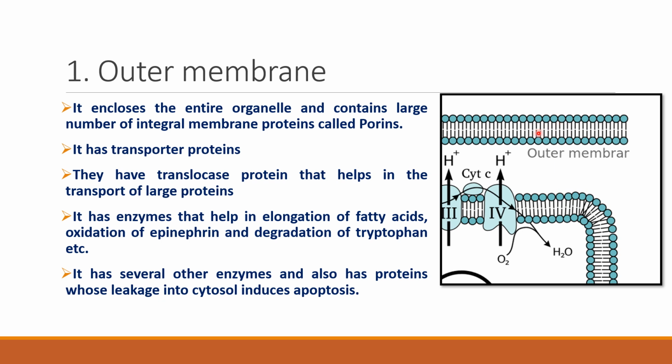So you can understand that this outer membrane has lots of enzymes, and it also has proteins. If these proteins leak into the cytosol, this area would be the cytosol. So if the proteins of this membrane leak into the cytosol, it induces apoptosis, which means cell death.